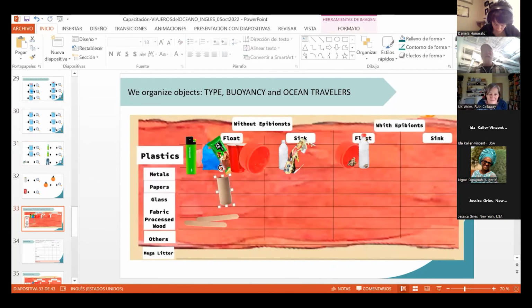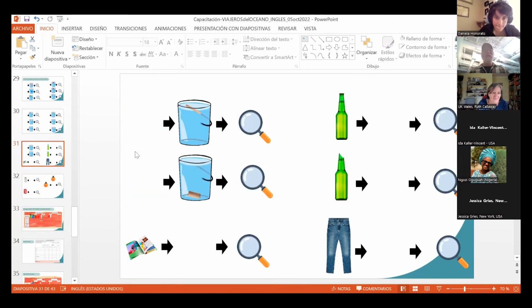The paper, no epibionts. This looks very clean. Somebody left it on the beach maybe a day before. And the same here. Let's move forward.